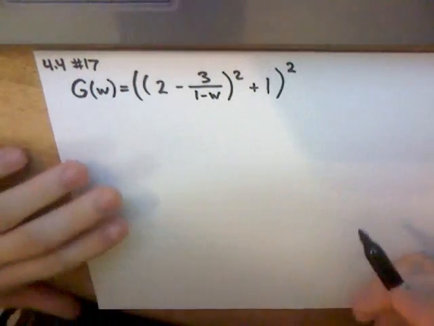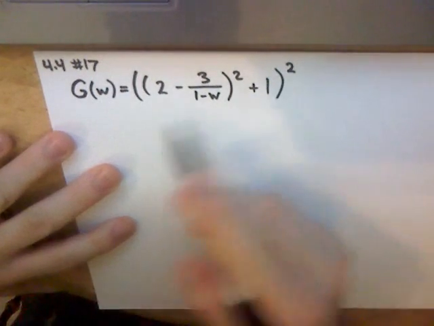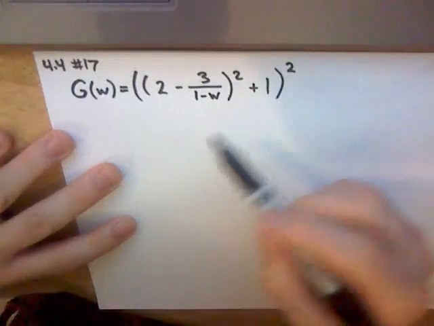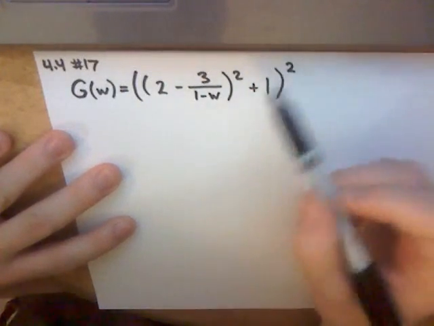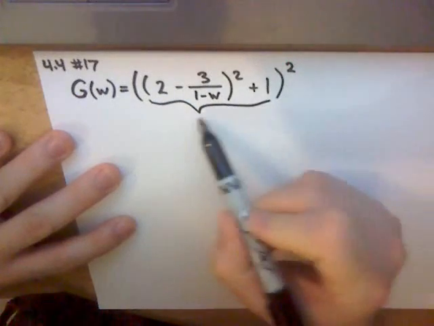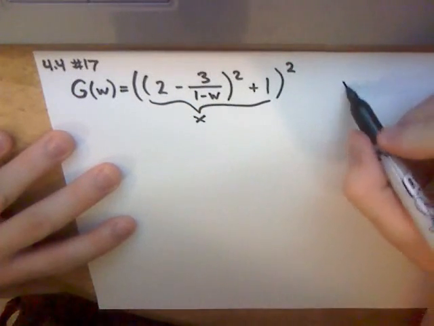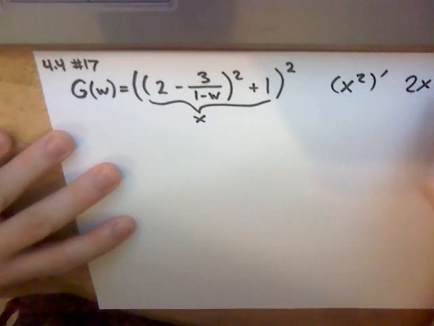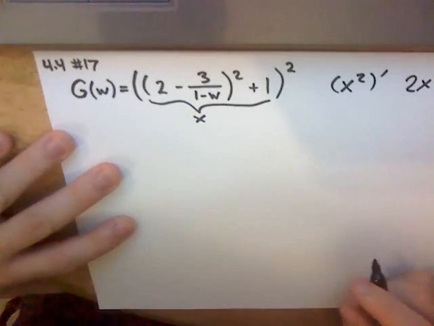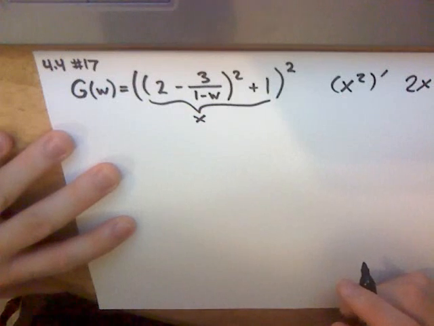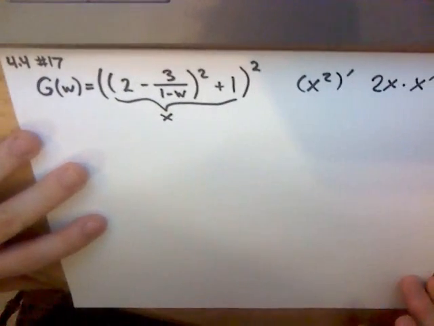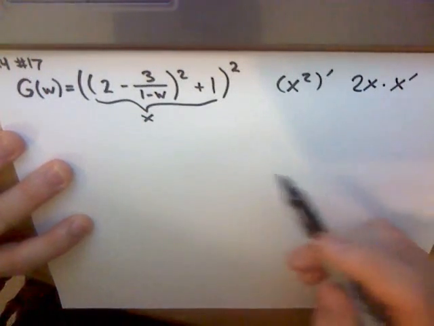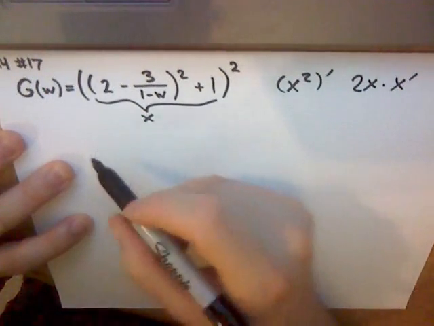4.4, number 17, this function here. The first thing we notice about this function is that if we look at the brackets on the furthest outside, that's squared. So think of what's inside here as x. And we know that the derivative of x squared is 2x times the derivative of x. And so we perform that derivative first.